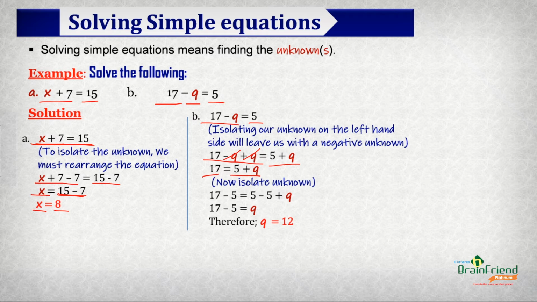Again, we still have to isolate the unknown because we need the unknown to be left alone. So we subtract 5 from both sides of the equation. 17 minus 5, and on the right side we have 5 minus 5 plus q. So 5 minus 5 gives us 0. So we have q successfully alone on the right-hand side. 17 minus 5 gives us 12. So the solution to this problem is that our unknown q is equal to 12.